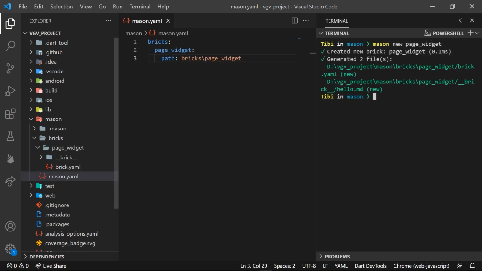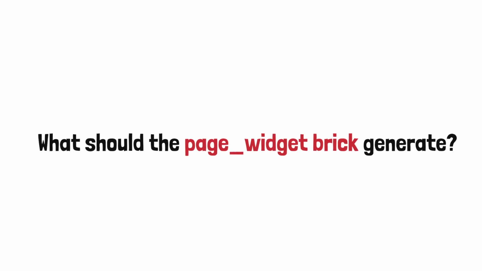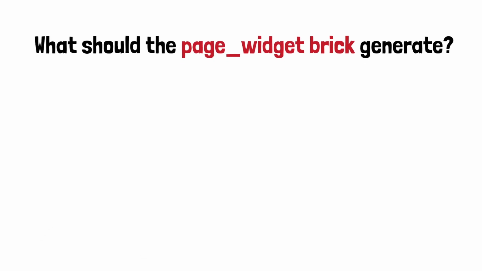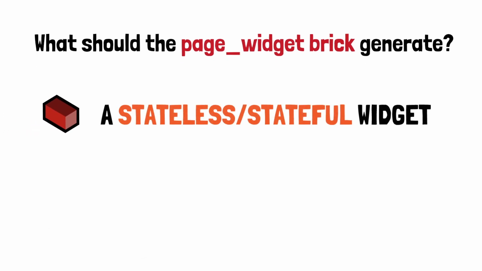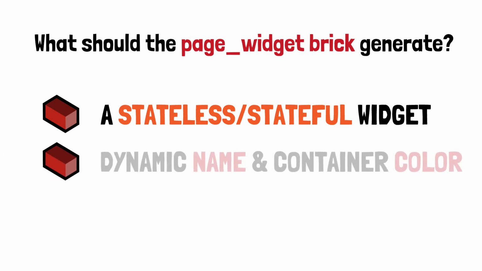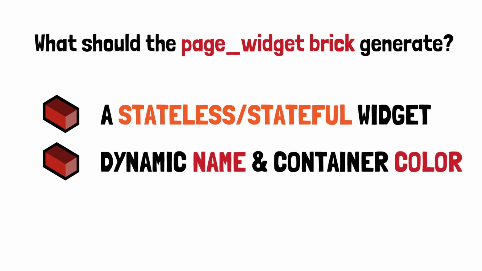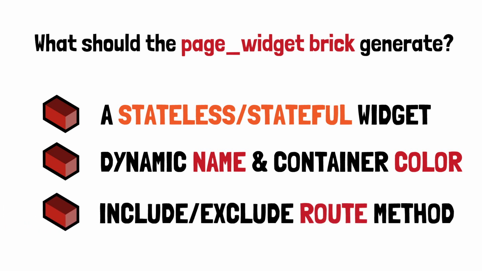Inside our brick, we need to write a template that will generate a completely functional Flutter widget with the following characteristics. It will either be a stateless or stateful widget, it will have a dynamic name and a dynamic container color, and you'll be able to choose whether you'd want to include a corresponding routing method or not. That will help you push the screen into the navigation stack further on. We'll start by creating the main file that will represent our universal page_widget.